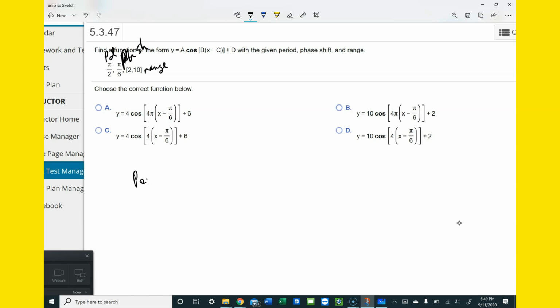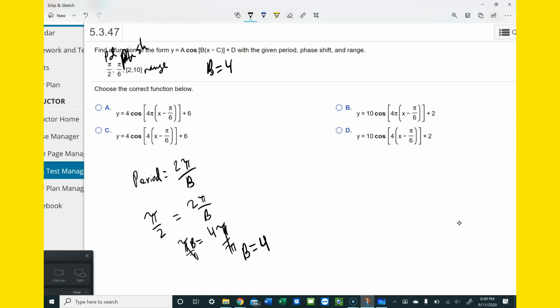All right, remember the period is 2 pi over b. So if we want to know what b is, let's take the period that they gave us, pi over 2, and set it equal to 2 pi over b. And then just solve for b. So we could just cross multiply. So pi b equals 4 pi when we cross multiply. Divide by pi on both sides. And b equals 4. All right, so b equals 4. We've got that figured out.